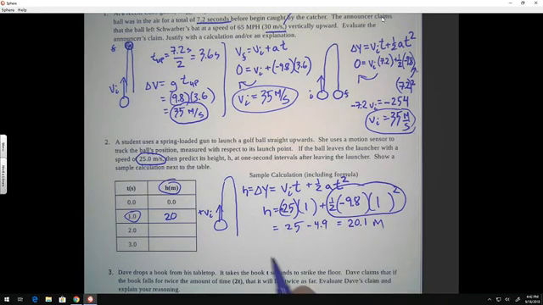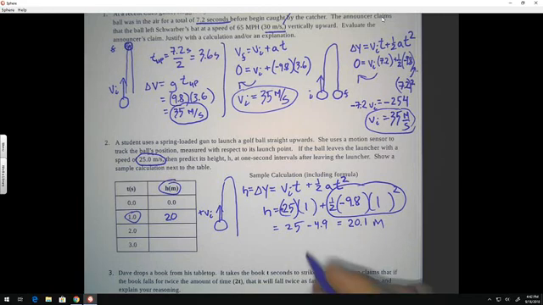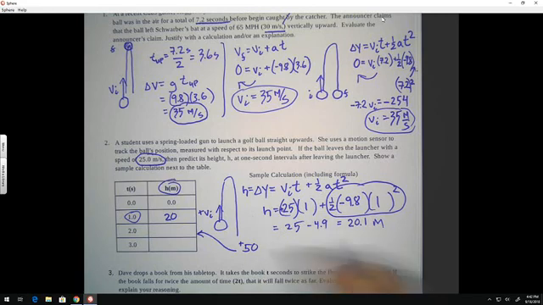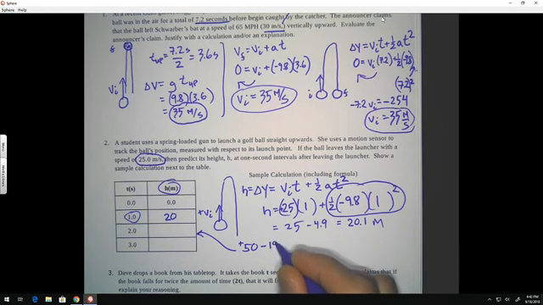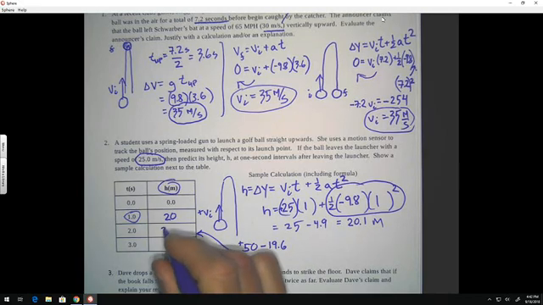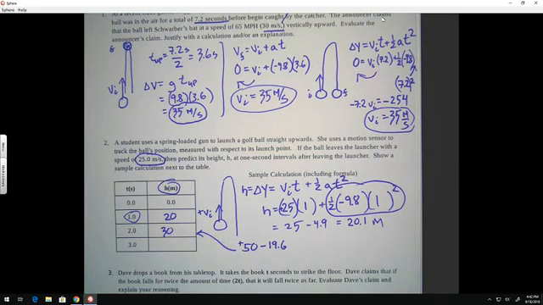Now, when you do the next set of numbers, you're going to end up with this. The next set is going to be 25 times 2, so it's going to be 50 positive. But then you have to subtract 1/2 times 9.8 times 2 squared. And that's going to be actually 19.6. And so now you're going to get something which is about 30. I guess it's 30.4.